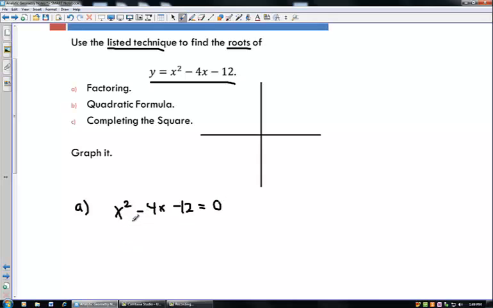And now what we want to do is factor this thing. Let me be clear here. Here's a problem we're trying to solve: x squared minus 4x minus 12 equals 0. And these are three different ways to solve this problem. So first we're going to factor it.